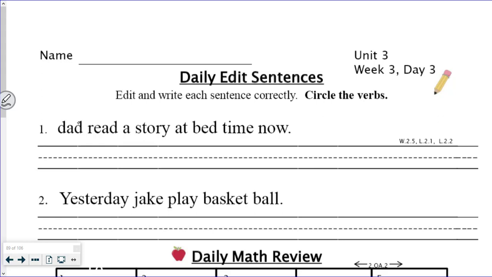Okay, so number 1. Dad read a story at bedtime now. You're going to fix that one up and then rewrite it nice and neat online. Pause your video.